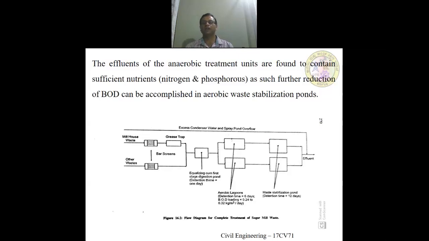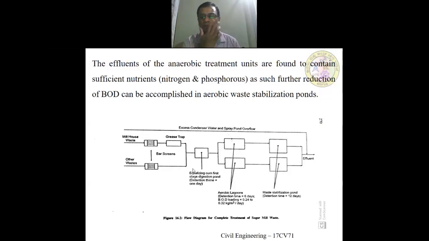The effluent of the anaerobic treatment unit is found to contain sufficient amounts of nutrients like nitrogen and phosphorus. As such, further reduction of BOD can be accomplished in an aerobic waste stabilization pond. So, nitrogen and phosphorus, which are present in the wastewater, can be utilized in aerobic waste stabilization.